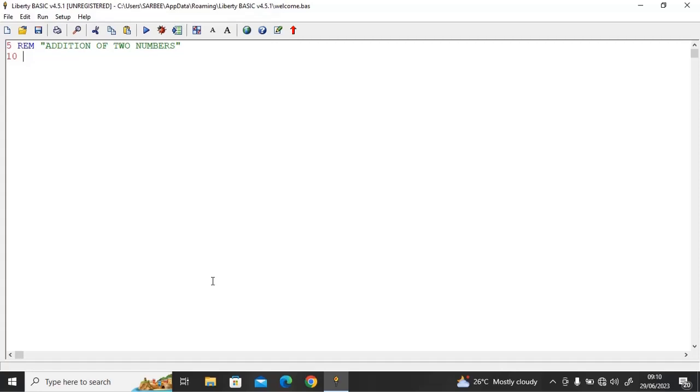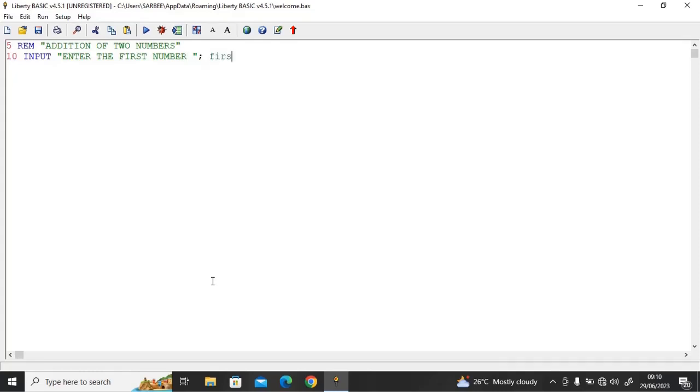To allow the user to enter a value, we use an input statement. So input keyword. You can say enter the first number. This first number is just a text prompt. What am I going to save inside it? What is the variable that is going to contain the first number?